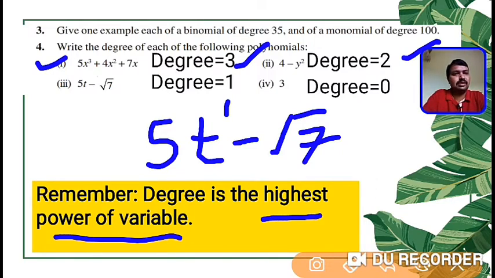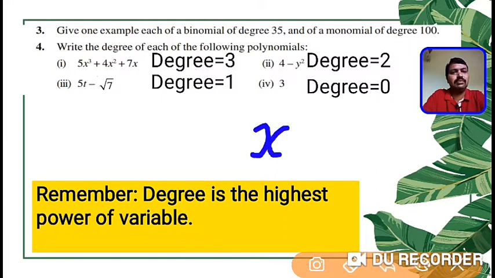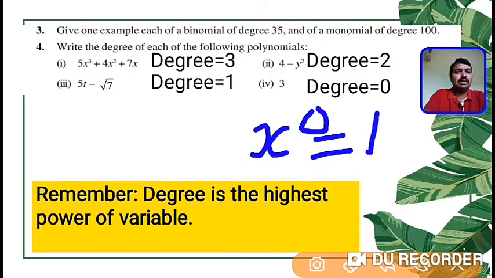And see in the last part there is no variable. You know any number raised to power 0 is equal to 1. So here the degree will be 0, and this is also called a constant polynomial.